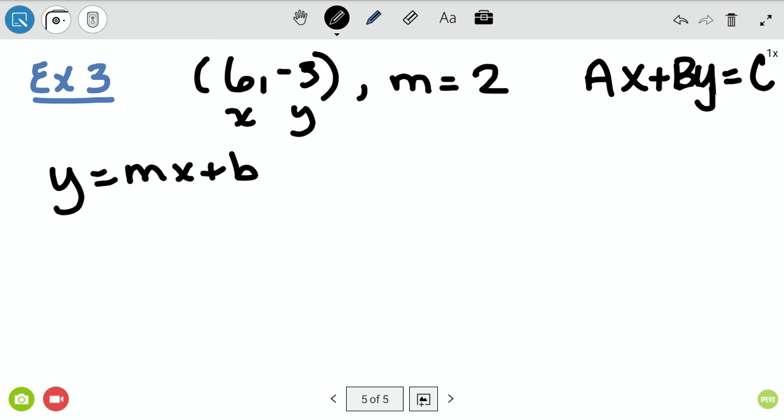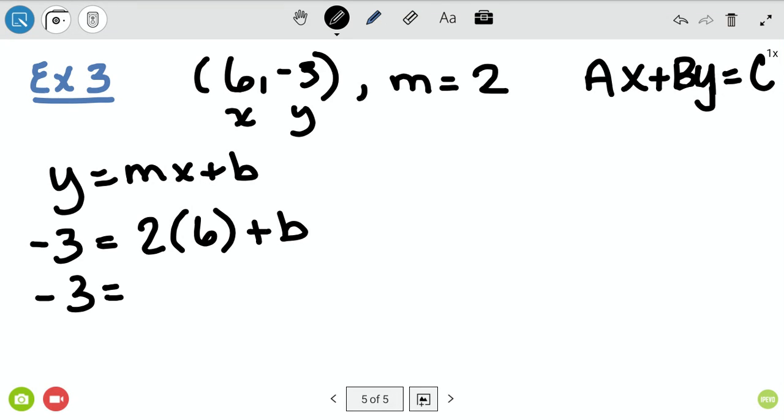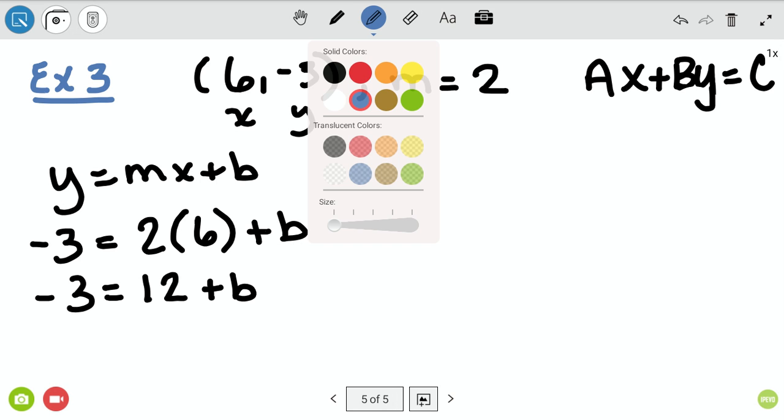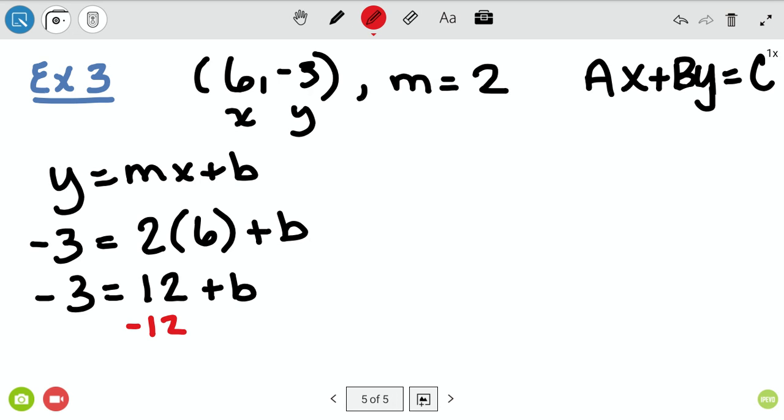We can. So let's plug in what we have. We have a y, which is -3. We have an m, which is 2. We have an x, which is 6. And then plus b, which is what we need to find. 2 times 6 is 12 plus b. And then we're going to subtract 12 and subtract 12. And we get b equals -15.